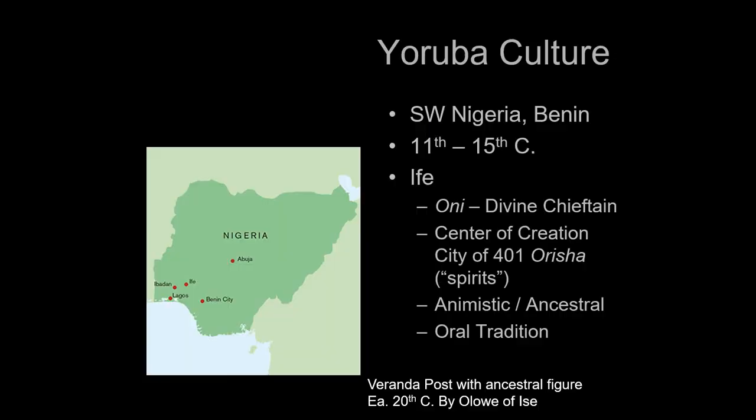Well, that brings us to the Yoruba culture, and unlike the Jene and the Nok, which we only know from archaeology, the Yoruba culture have a very rich oral history, and they have a tradition of kings going all the way back to the 11th century. They are also located in what is modern-day Nigeria. At the center of their culture was Ife.